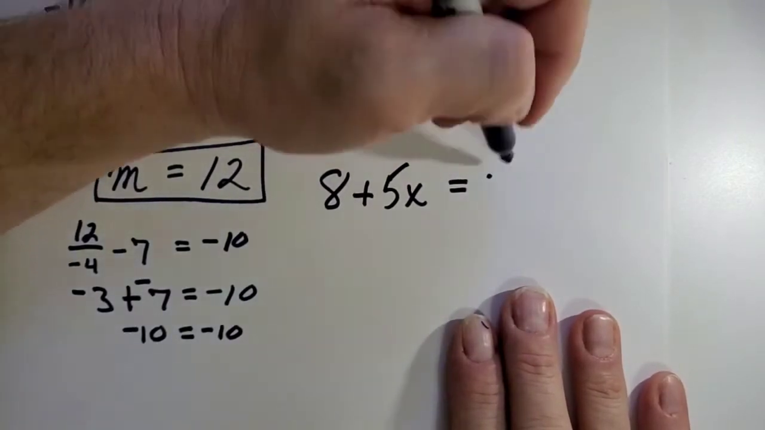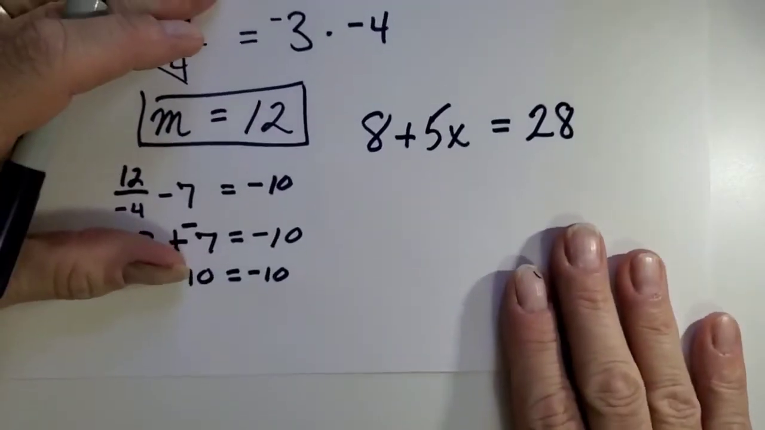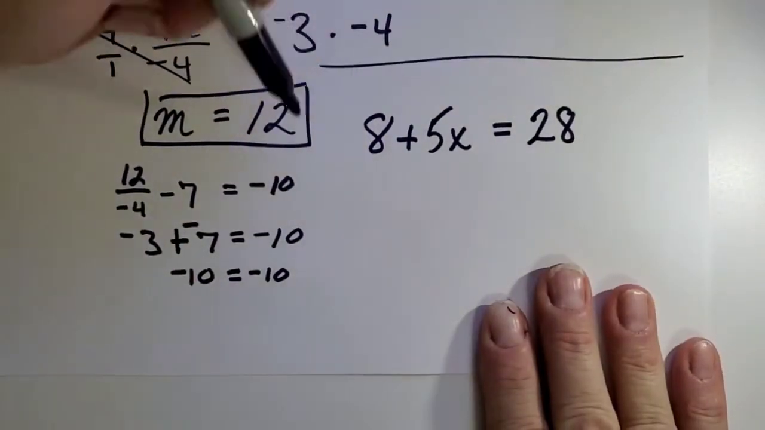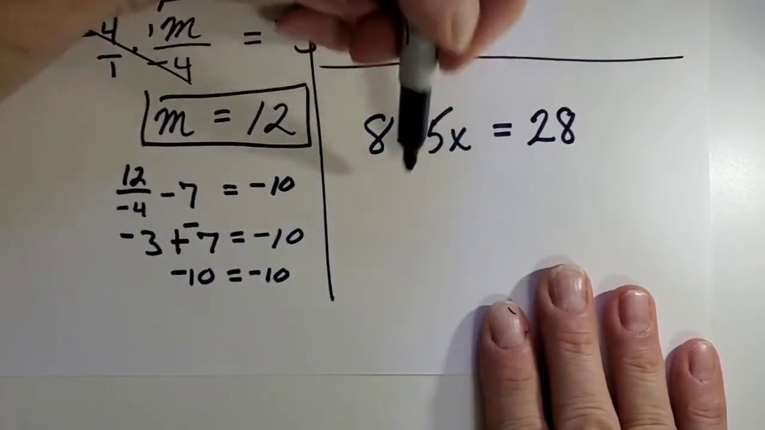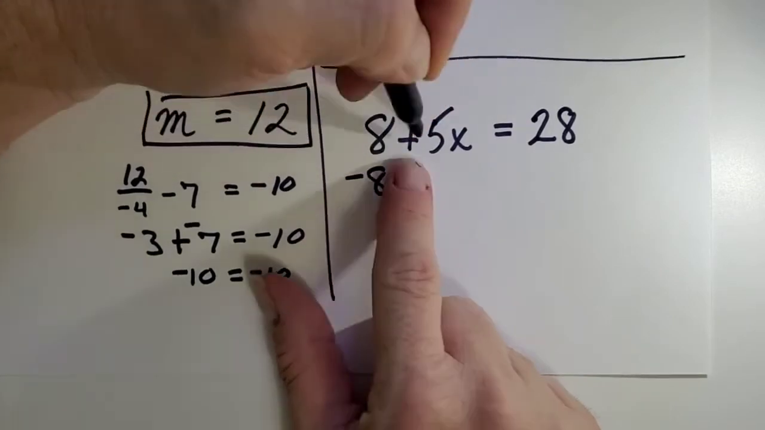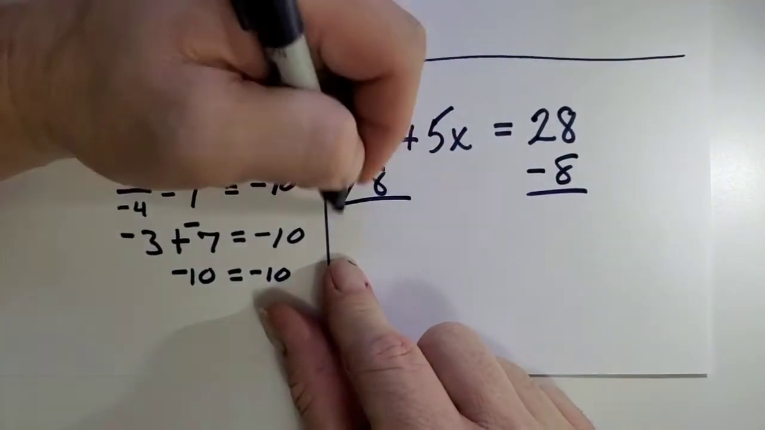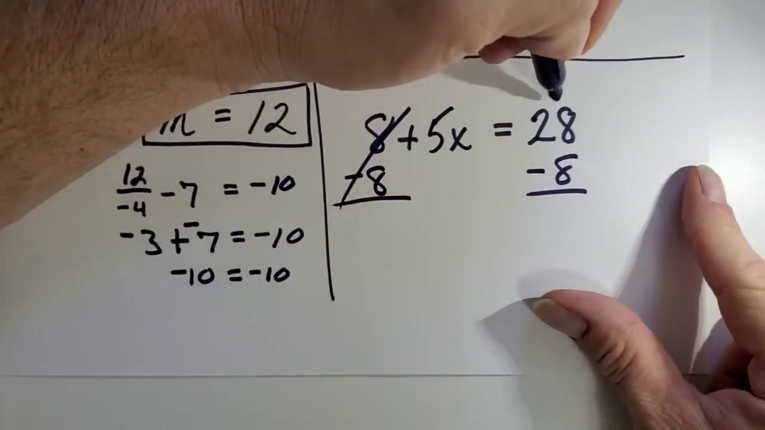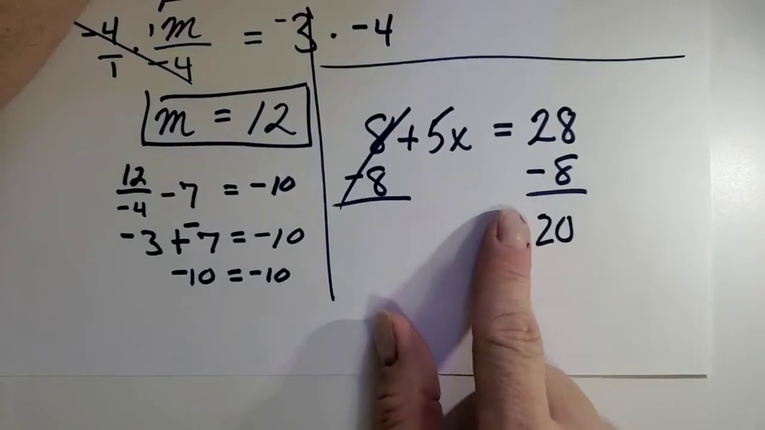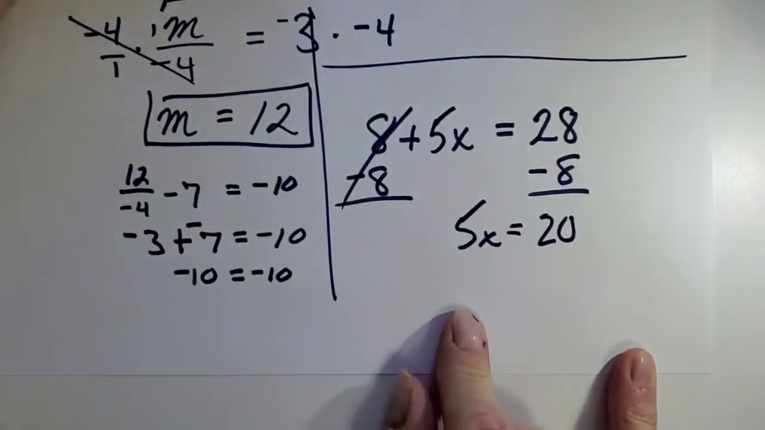I don't know. Let's do something. We'll go something like this. 28. Okay? All right. Very good. So for this one, again, variable side is over here. You can go starting with the constant. We're going to subtract it. The opposite of adding it is to subtract it. Both sides, minus 8, minus 8. 28 minus 8 is 20. And then over here, we've got that. Okay? Down to a one-stepper.